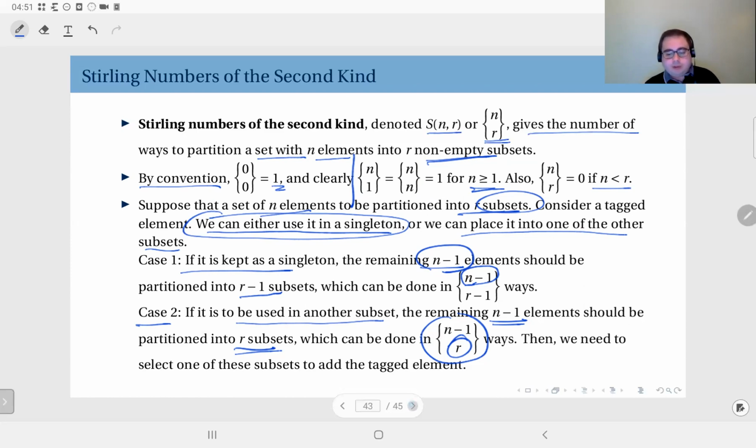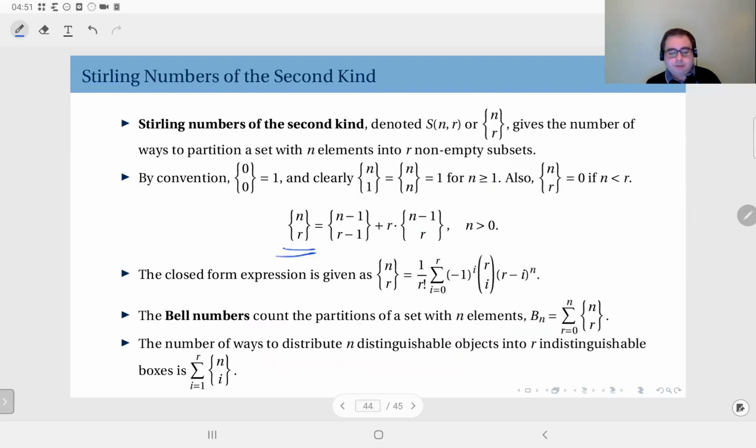So now I'm ready to write my recurrence relation. n subset r can be written as n minus 1 subset r minus 1. In this case, I'm using the element as a singleton, so from the remaining n minus 1 elements, I need to have r minus 1 subsets. This is one way to do it, so I'm applying a sum rule here. The other way is to add this specific element into one of the r subsets that has been formed from the remaining n minus 1 elements, and I can select any of the r subsets to put this element in. Along with the basis case, this gives us an inductive or recursive definition of Stirling numbers of the second kind.